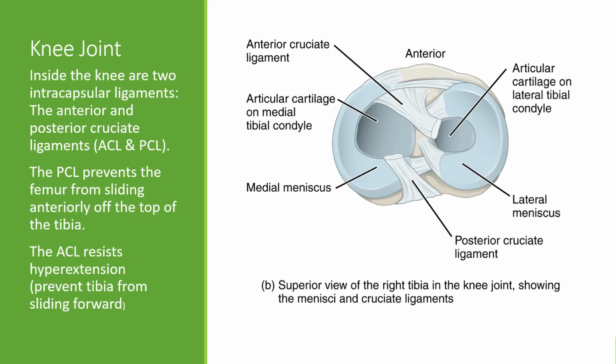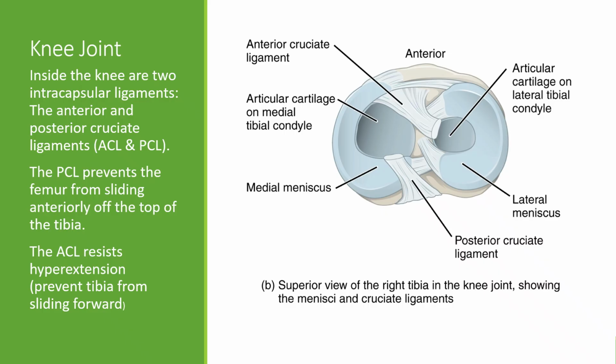Inside of the knee, there's two intracapsular ligaments, the anterior and the posterior cruciate, the ACL and the PCL, and a lot of people have heard of these. The PCL prevents the femur from sliding forward off the top of the tibia. The ACL resists hyperextension and prevents the tibia from sliding forward.